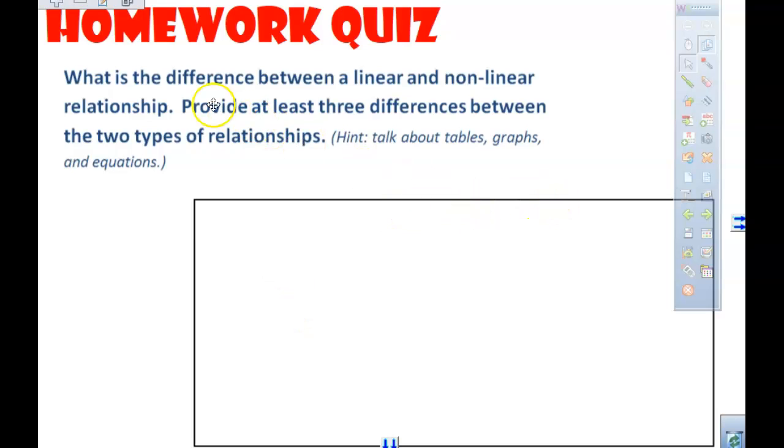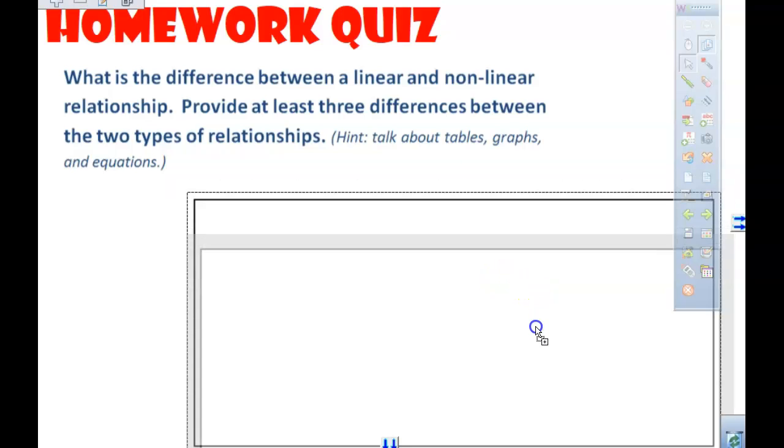So you're not actually going to take this homework quiz, but as you look at this, what is the difference between linear and nonlinear relationships? Provide at least 3 differences between the two types. So this is more to prepare you for your tests. If you think about tables, graphs, and equations.